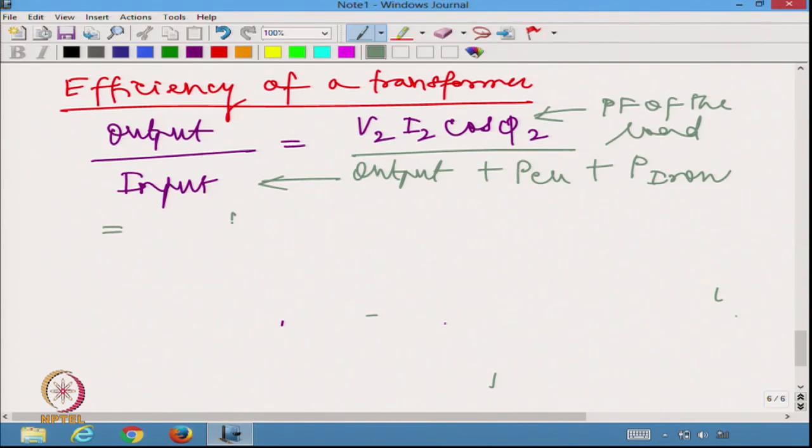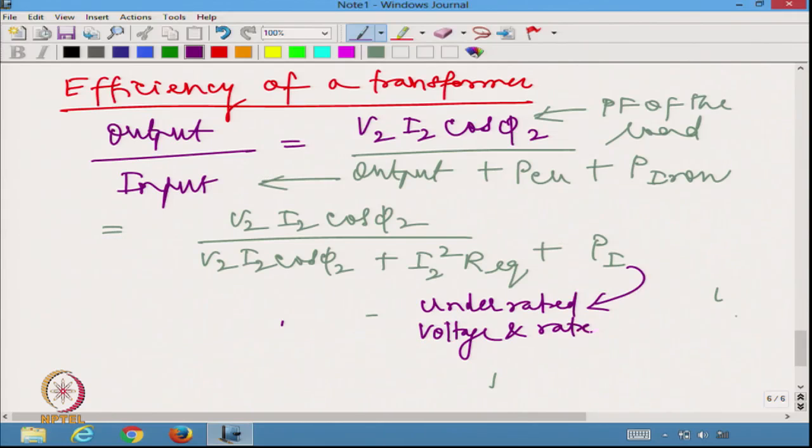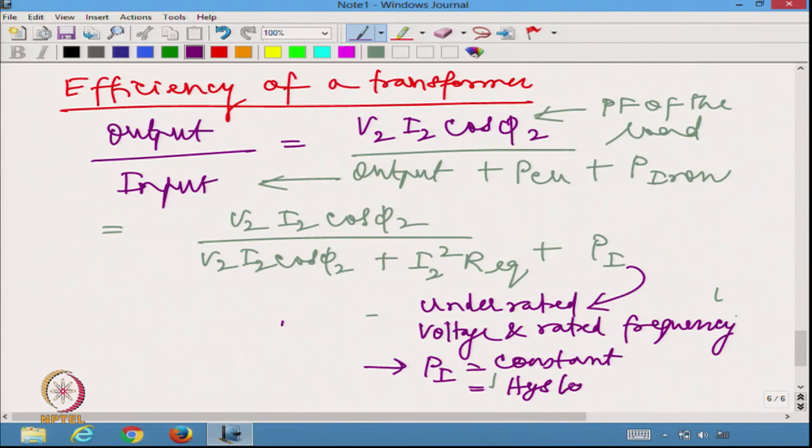So, let me write this as V2 I2 cos phi 2 divided by V2 I2 cos phi 2 plus I2 square R2, that is R1 plus R2, which I may call R equivalent, plus P iron. As long as I operate the transformer under rated voltage and rated frequency, I will have the iron loss be a constant. So, P_i will be constant. I can call this either iron losses or constant losses, or I can say this is the hysteresis loss plus eddy current loss. This we already talked about.